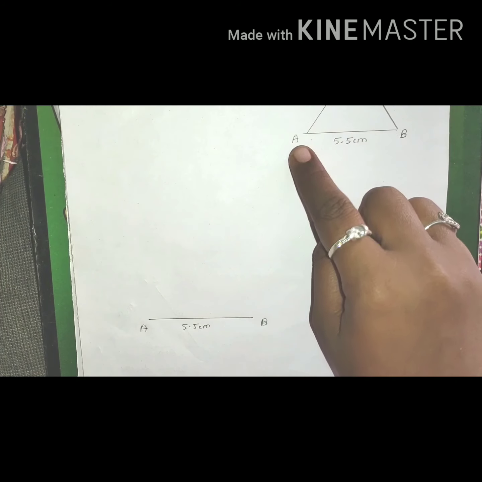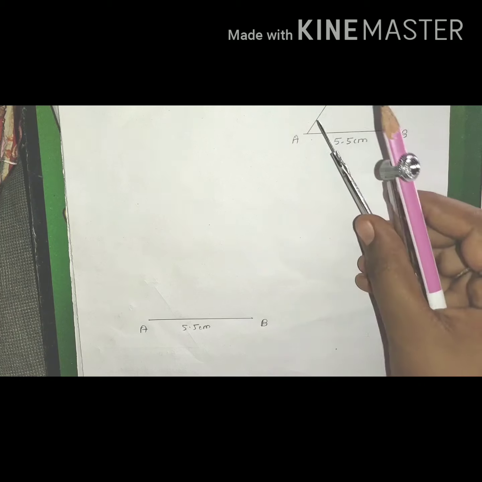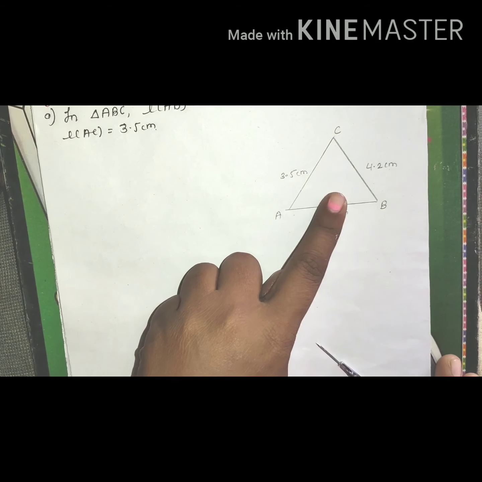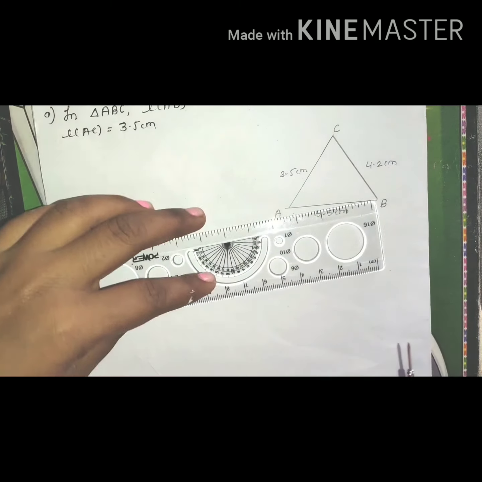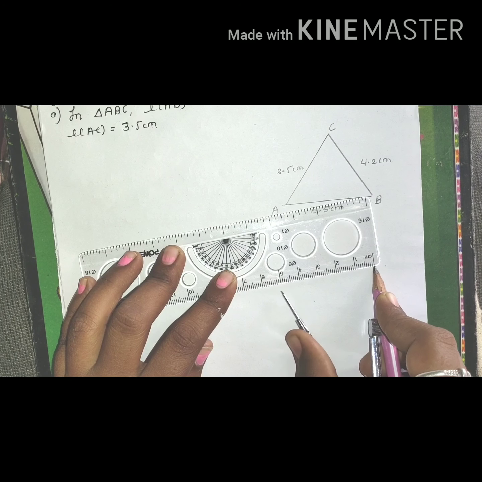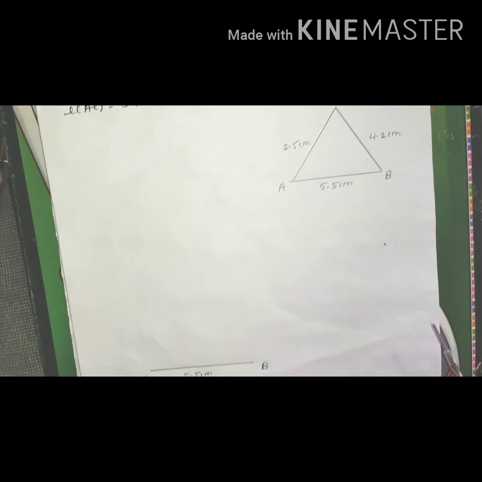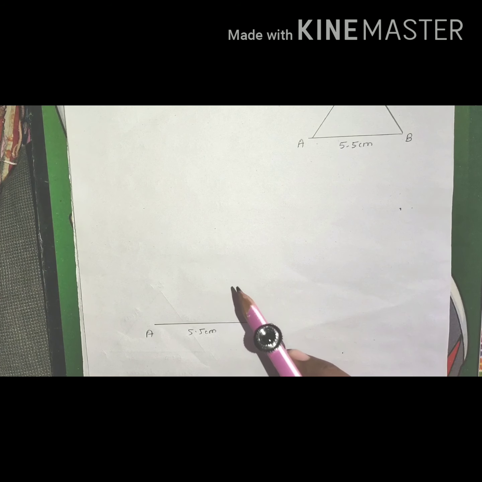Next, the remaining sides AC and BC. So first we will draw the segment BC, which is of length 4.2 centimeter. So in a compass, take a distance of 4.2 centimeter. Yes. Now keep the compass at point B and make an arc.